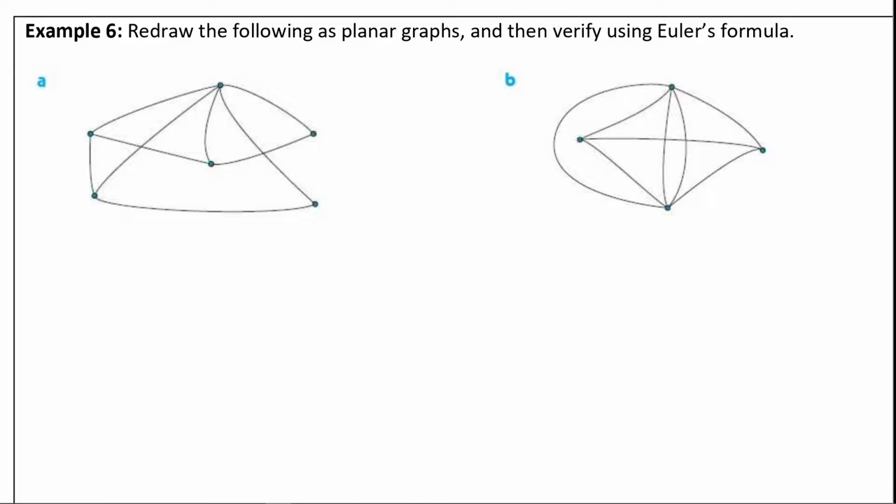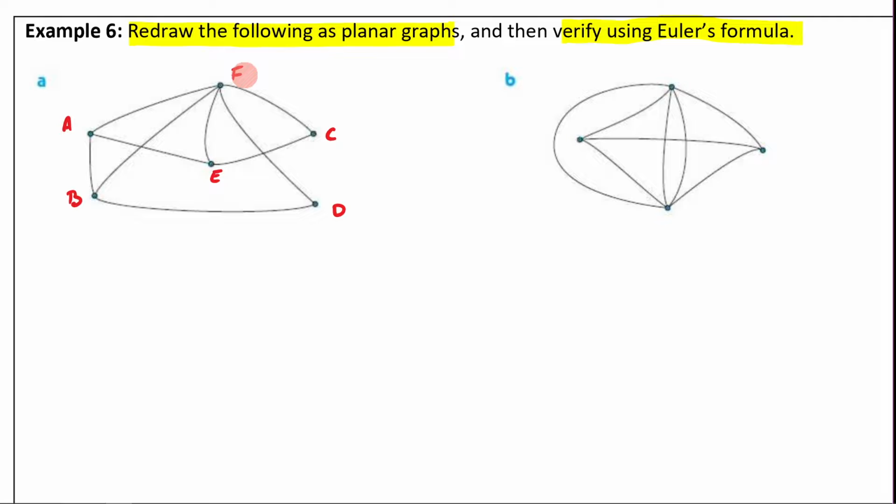All right, so let us now answer this question here, which says redraw the following as planar graphs and then verify using Euler's formula. So here is our graph here, and we need to redraw it in a planar fashion, meaning so that the edges no longer intersect. The first thing that we're going to do is just label each of these. So we'll call this A, we'll call this B, we'll call this C, D, we'll call this one E, and we'll call this one F.